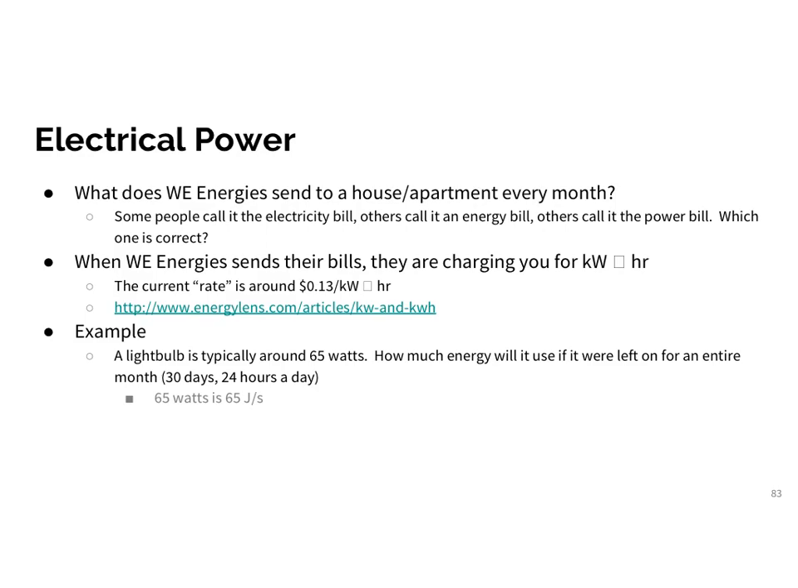Which one is actually correct? What is We Energies actually giving you? They're charging you for kilowatt hours, which is the number of kilowatts used in an hour times the hours. An interesting little concept is that the rate for kilowatt hours is 13 cents per kilowatt hour. So you can actually calculate exactly how much it will cost to run any particular thing.